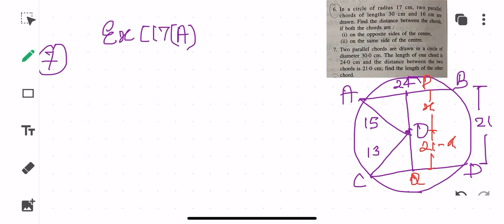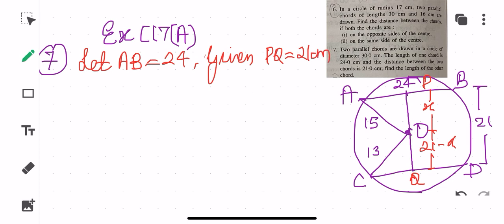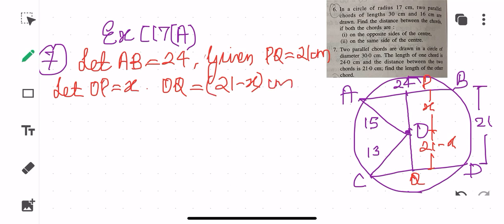So write down: let AB be equal to 24, because it's not given, you have taken it as AB, and CD you don't know, so don't write CD as anything. CD is only what you have to find out. Now write down given PQ is equal to 21 centimeter. Then write: let OP be equal to x centimeter, therefore OQ will be equal to 21 minus x centimeter. So this is what you are going to write.